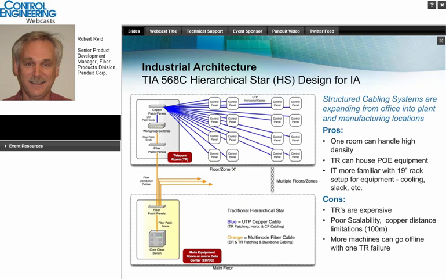Well, here we have a hierarchical star network diagram. And it's a little bit of an eye diagram, but if we take the 568C.0 standard and we peel that back, we will see an architecture that really constitutes an equipment room going out to multiple telecom rooms. Now, in an enterprise space, this could be multiple floors, and the standard speaks to a telecom room per floor as a minimum. In an industrial space, most times you're not going to have floors, but you might have one floor with multiple TRs. So typically, and I've color-coded this, the orange would be, in most cases, fiber cable.